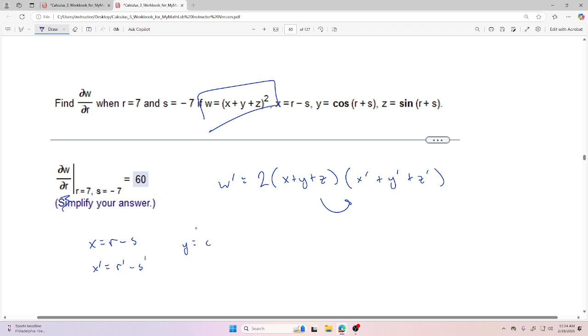For y, I start with a cosine. Derivative of cosine? Negative sine. Leave the inside alone, and the derivative of the inside would be r prime plus s prime. So we're replacing primes with more primes. It's just going to be so weedy. But I'm trying to keep it as easy as possible, really. The prime method is the quickest.